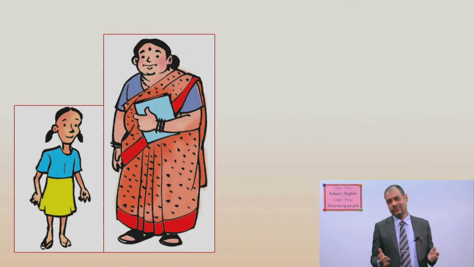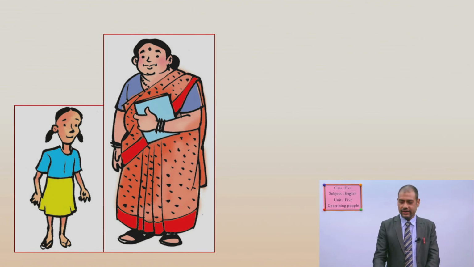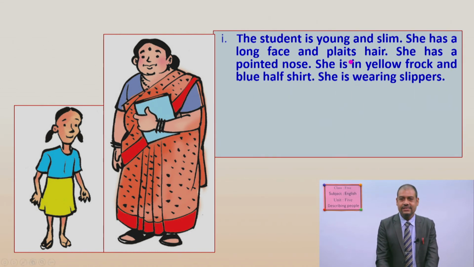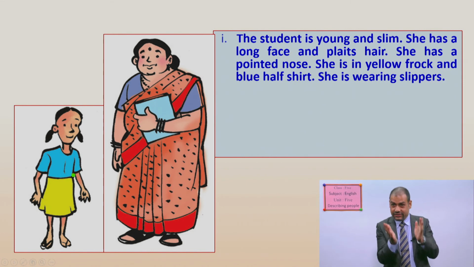Have you finished? Well, now I want to show you, and you can check with me, okay? See, this is the description of this student. So this is how I describe her. And you also please read with me, okay? The student is young and slim. See, the student is young. She is not old, okay? So this was about her age, okay? And she is slim. It means she is not fat, okay? She is thin. That's why I have used the word slim to describe her body.